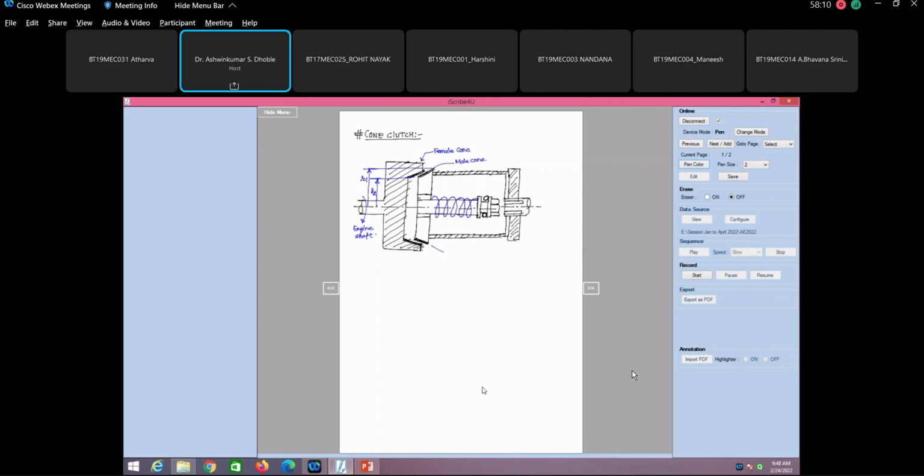So this angle, if you see it from the horizontal, this angle is alpha, and this is the spring. You apply the load W here, axial load, and these are the splines. Okay, this is basically the clutch shaft.